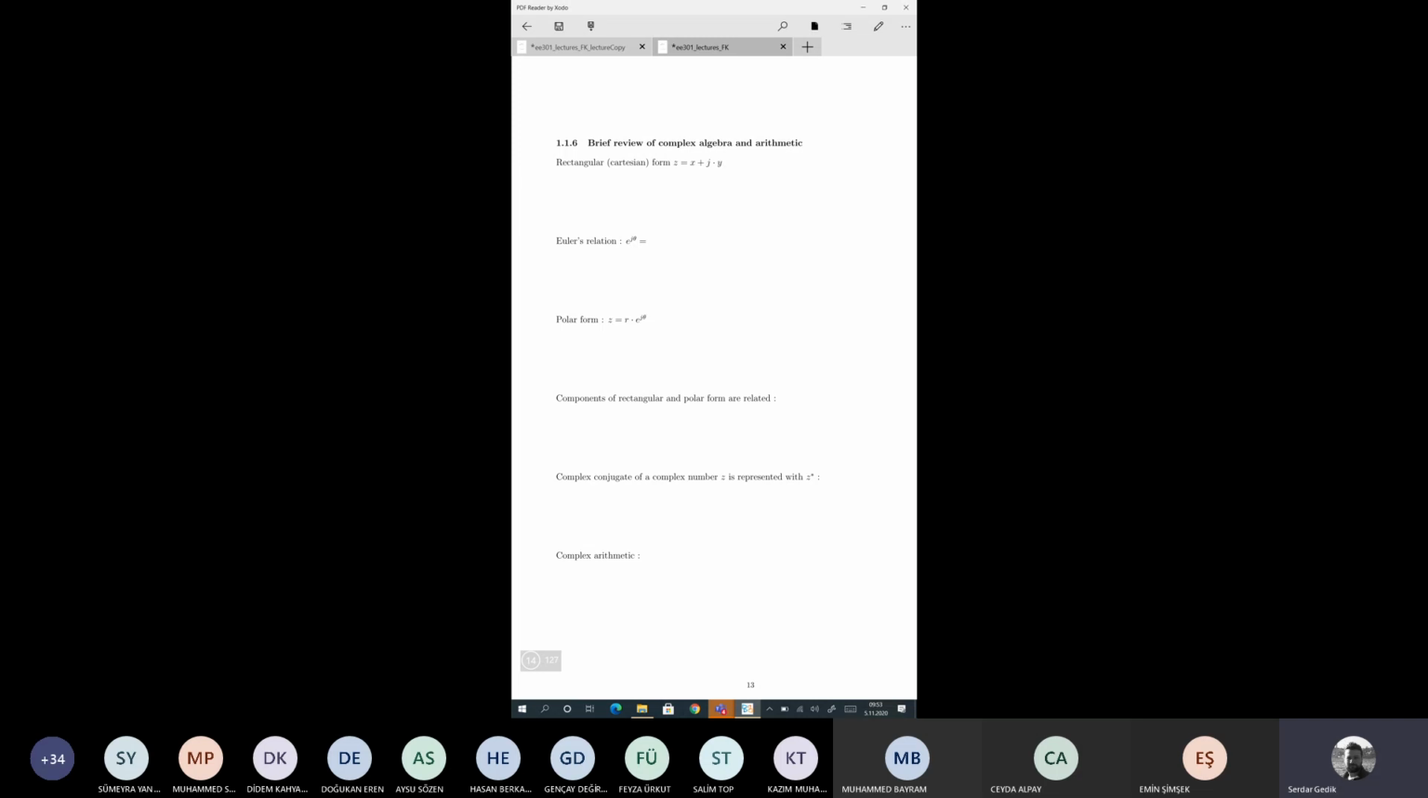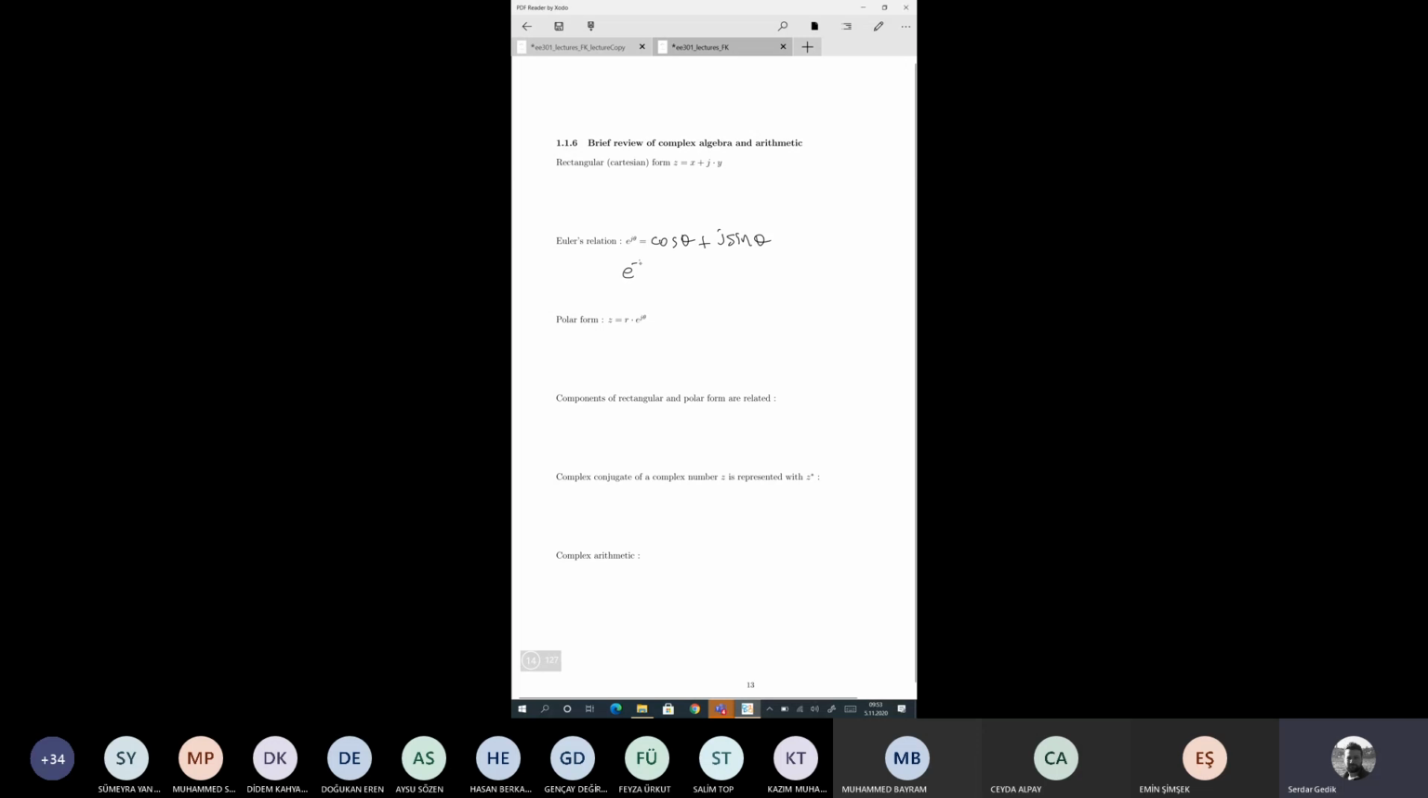Now we will make a very brief overview of complex algebra and arithmetic. First one is Euler's relation. Well, it tells you that if you have e to the power j theta, this is nothing but cosine theta plus j sine theta. So this is what Euler's relation tells you.